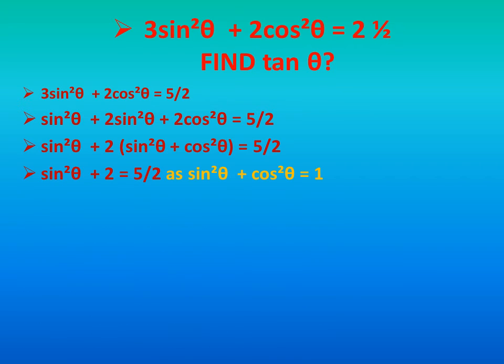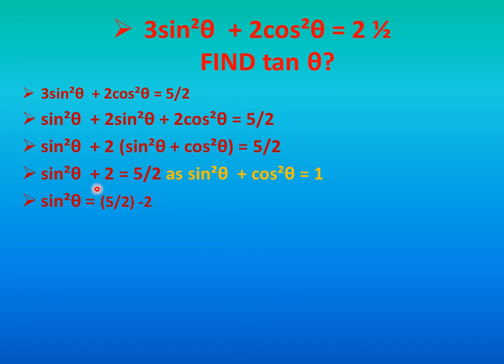From this we get sine square theta plus 2 is equal to 5 by 2. Where did this term vanish? It is because sine square theta plus cos square theta is equal to 1, so here it becomes 1, and 1 multiplied by 2 is 2. So sine square theta plus 2 is equal to 5 by 2. From there, if we shift the 2 to the right hand side of the equation, we get sine square theta is equal to 5 by 2 minus 2.